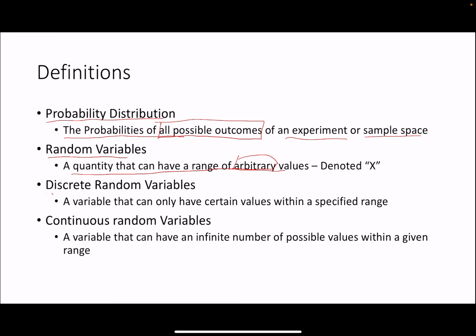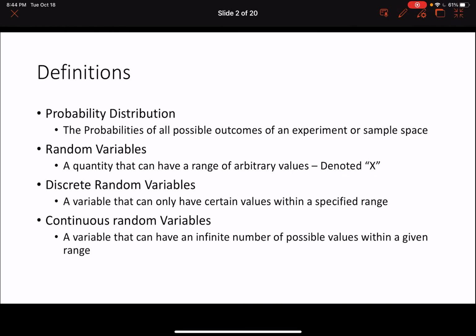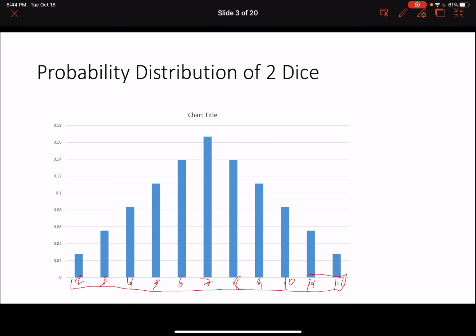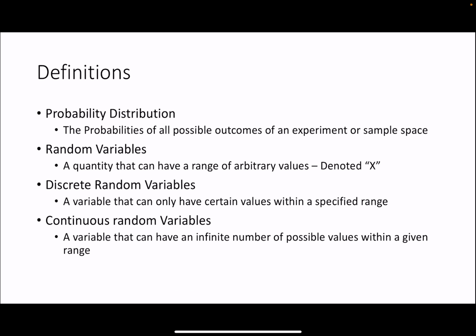Okay, and then we get to what is a discrete random variable versus a continuous random variable. The difference between these two is a variable that can only have certain values, and a variable that can have an infinite number of possible values within a range. So an example of discrete random variables is the dice example, or heads and tails, or rolling two dice. You have 2 to 12, but not everything in between.